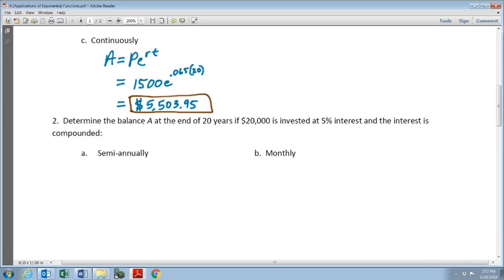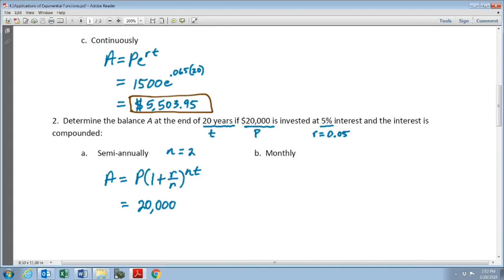Alright, let's look at number 2. It's really very similar. Just notice the interest rate's 5%, and our starting amount is a lot bigger, $20,000. So if we're compounding semi-annually, well, first of all, 20 is our time, 20,000 is our principal, and R is 0.05 here. So semi-annually means n equals 2, and so we're going to be using this formula if interest is compounded semi-annually.